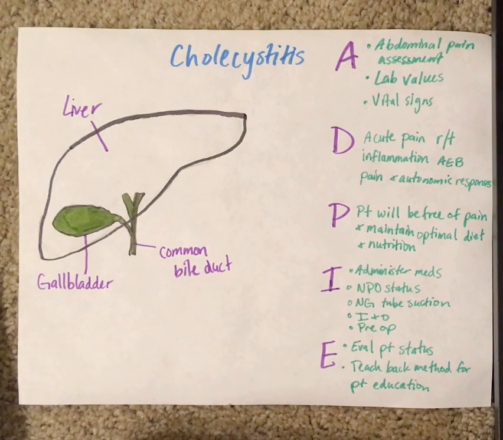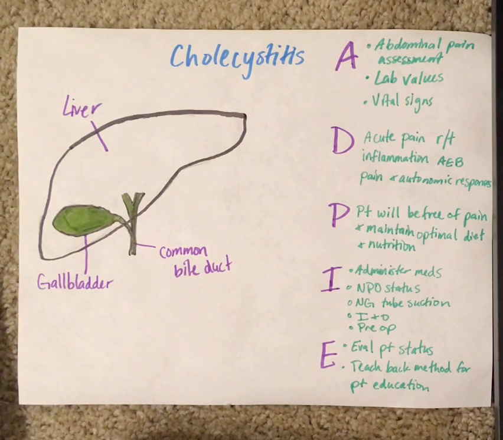They're going to be put on NPO status, most likely, and have an NG tube for suctioning. We're going to be monitoring their I&O and preparing them for pre-op. We're also going to be monitoring those electrolytes and talk about avoiding those fried foods, fatty foods, anything that's spicy, those foods that were causing the patient to have these symptoms. And then we'll evaluate by seeing if their vitals have improved, if their pain has improved, depending on if they had surgery or however it was treated.